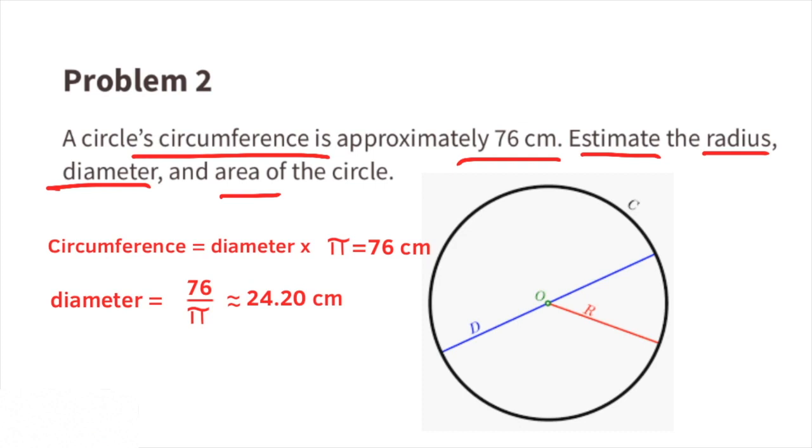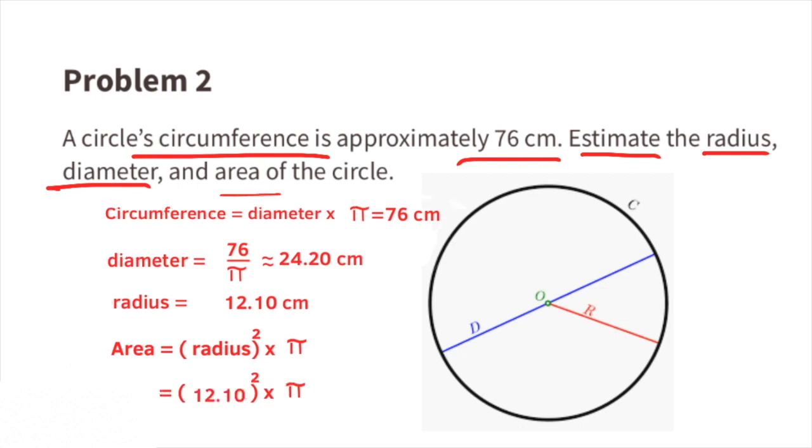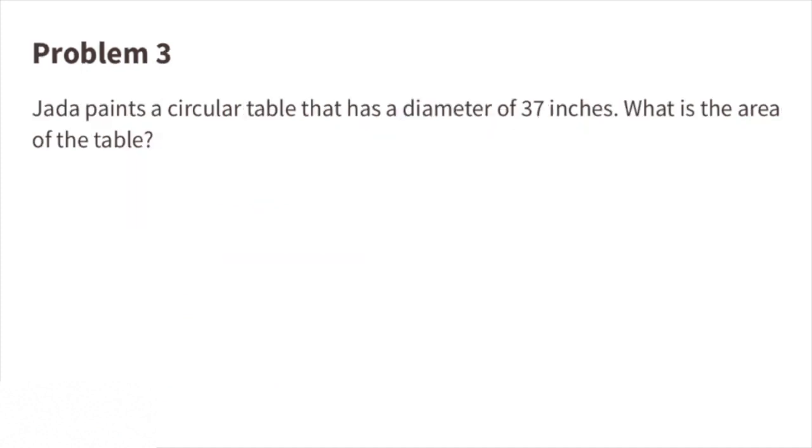Now let's figure out the radius. The radius is half the diameter. Half of 24.20 centimeters is 12.1 centimeters. Now we have enough information to find the area of this circle. The area is radius squared times pi, or 12.1 squared times pi. The area of this circle is 146.41 times pi. And that is 459.73 centimeters squared.